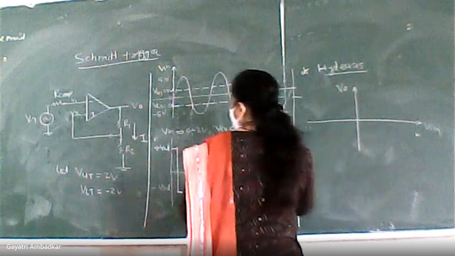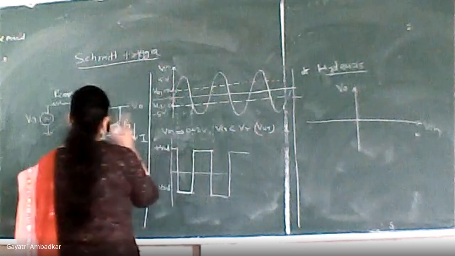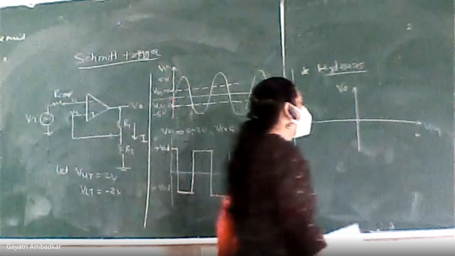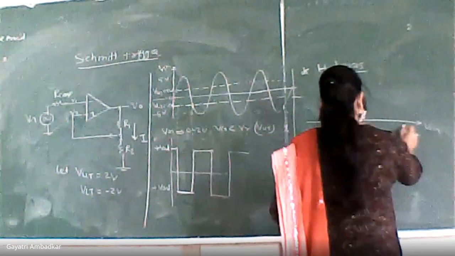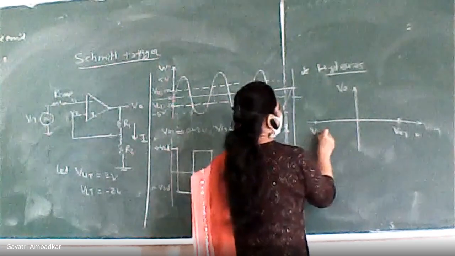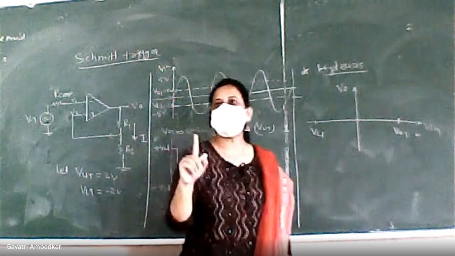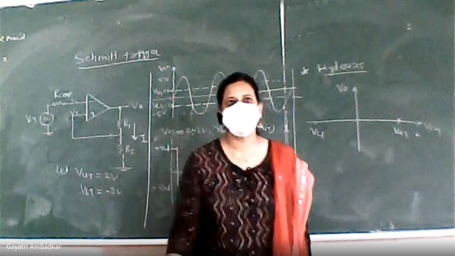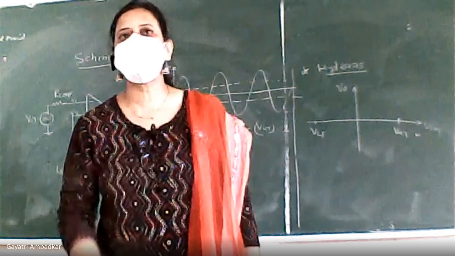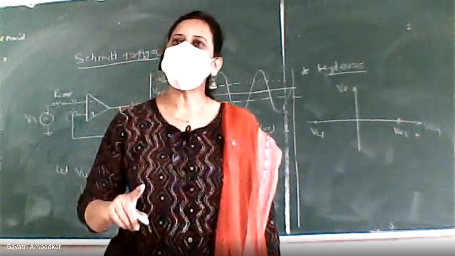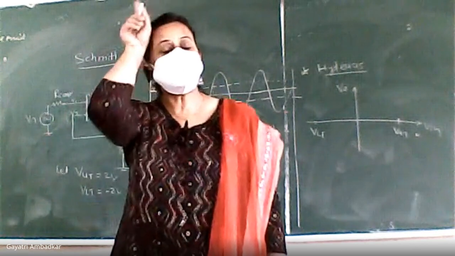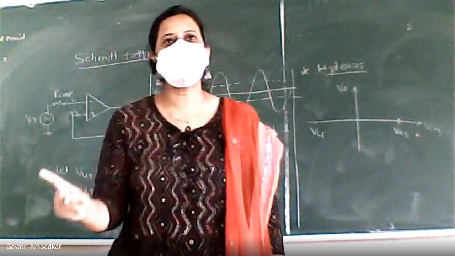Now your input voltage is varying, and I have to compare with the two thresholds, VUT and VLT. So I will draw my VUT and VLT over here. Let's say this is my VUT and this is VLT. Remember here, magnitude of VUT and VLT are same, because in the next derivation we will see asymmetrical Schmitt trigger. In asymmetrical Schmitt trigger, you can have different values of thresholds. In symmetrical Schmitt trigger, the value of thresholds are same.